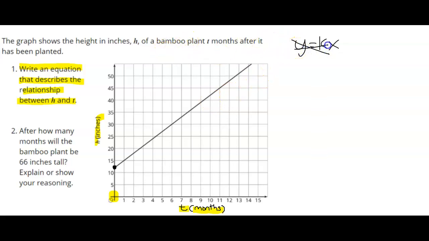What do you mean it's not a proportional relationship, Ms. T? Well, because it looks like when they finally start tracking this bamboo plant, they start tracking it when it's already how many inches? It looks like about 12 inches. So let's say 12 inches in height, right? So it's 12. All right, so that's the reason why we can't use that one.